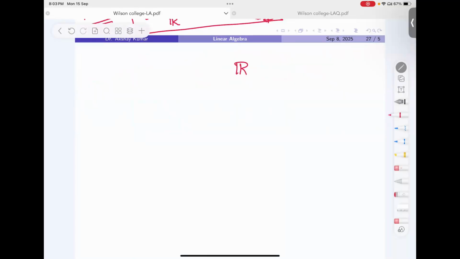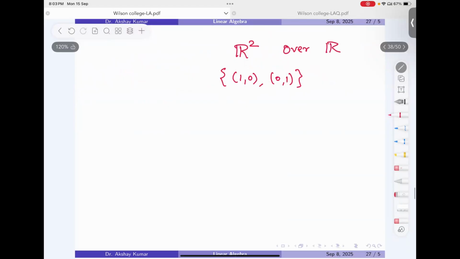Okay. So let me take this example R2 over R. So you can check that this set. So suppose we take any linear combination.